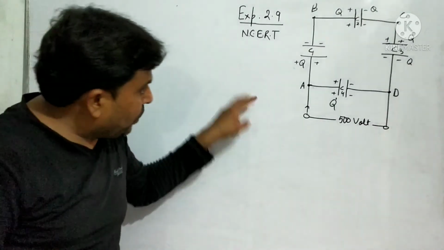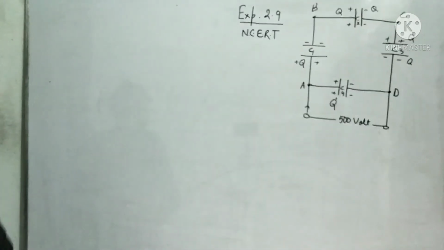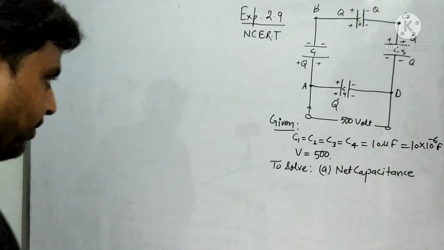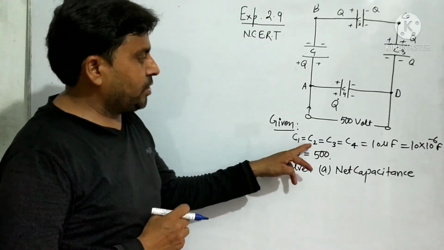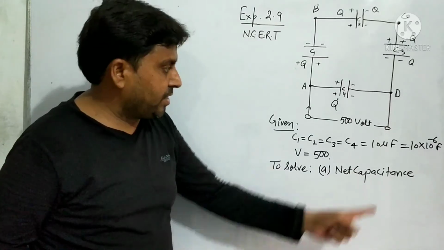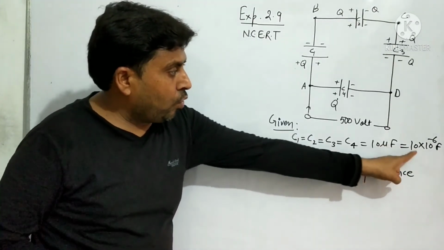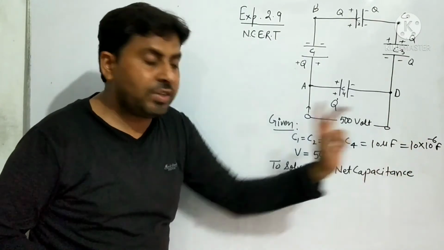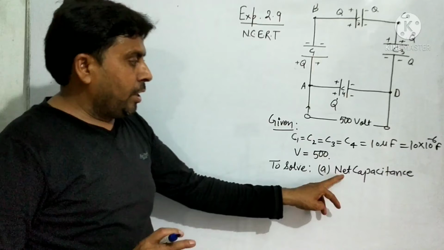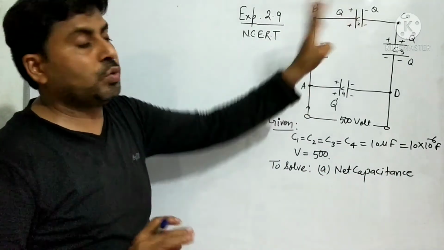So I would like to write the values of C1, C2, C3 which are given in the book. Clear? Yes. It is given here C1, C2, C3, C4, all capacitors of the same capacitance, that is 10 microfarad. 10 micro converts into 10 to the power minus 6 farad. Clear? Now, first to solve the net capacitance of the circuit. How much is the total capacitance of C1, C2, C3?